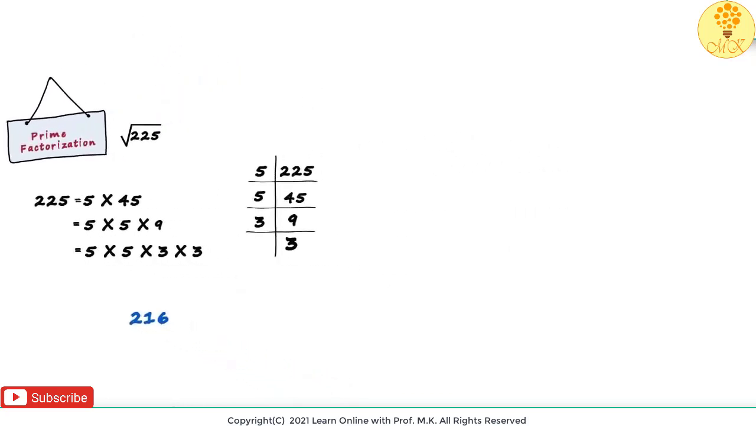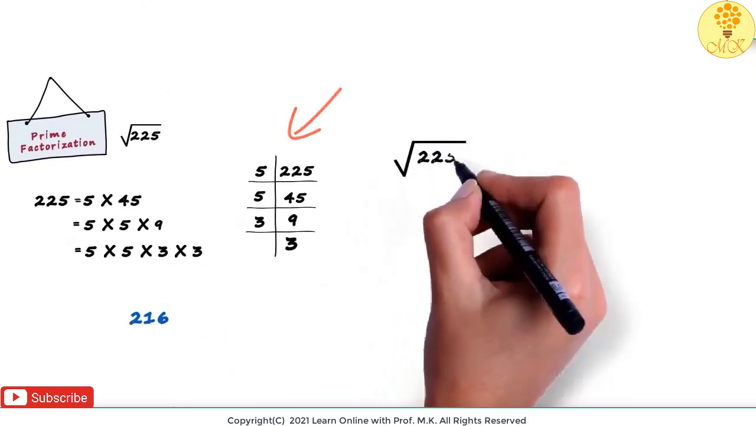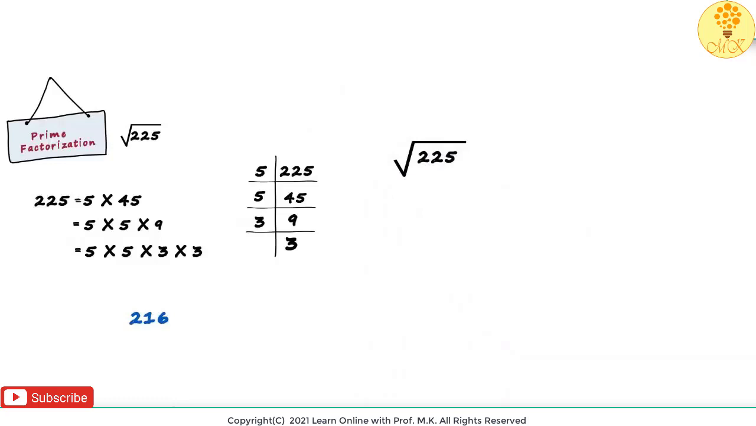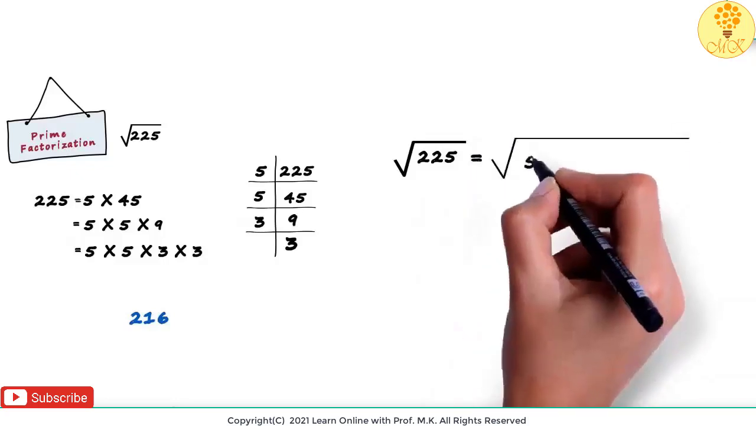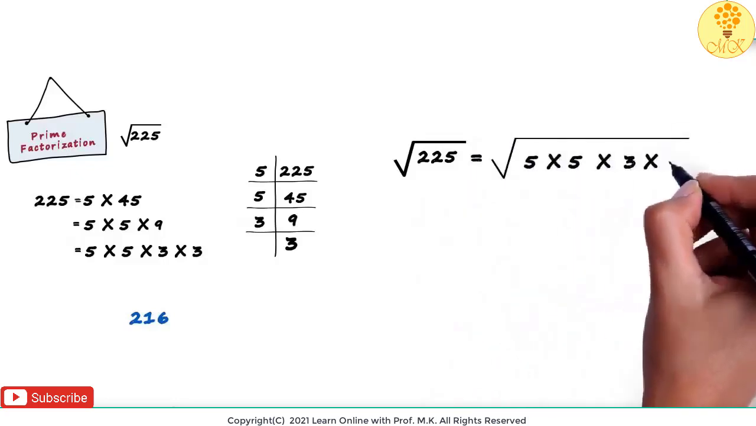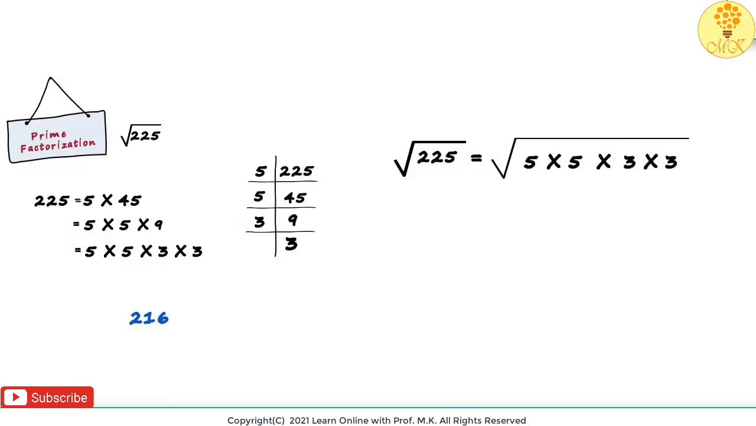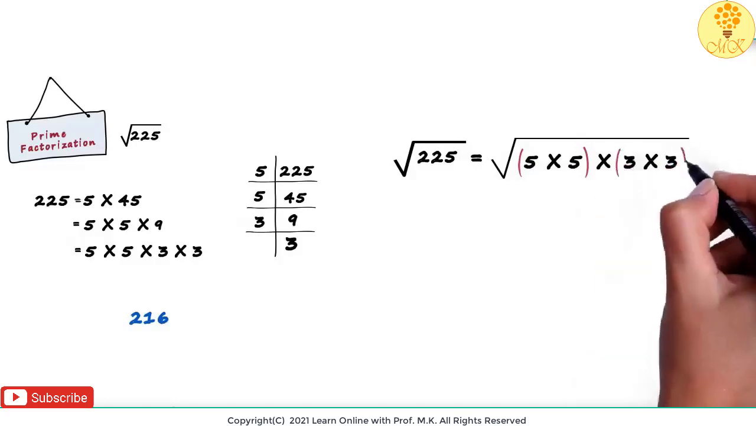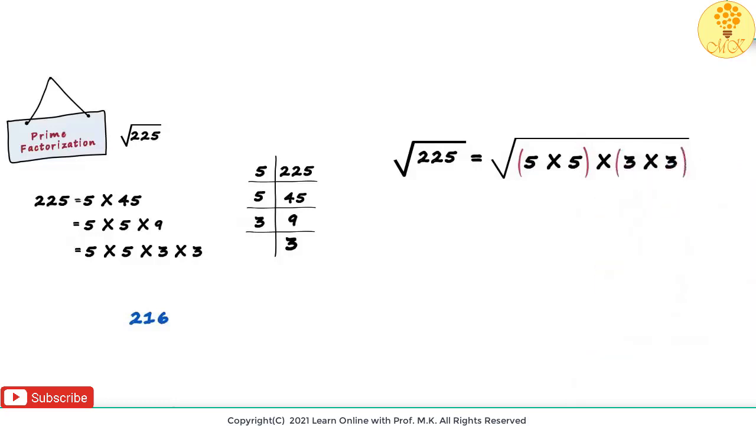But now we're getting to the most important point. How will this help us find the square root of 225? You will not believe how simple it is. We write this as square root of 5 times 5 times 3 times 3. We have to make groups of two same numbers. This can be our first group, 5 and 5. We can make another group, 3 and 3. We basically formed pairs of same numbers. So we have two pairs of same numbers here, 5 and 5 and 3 and 3.